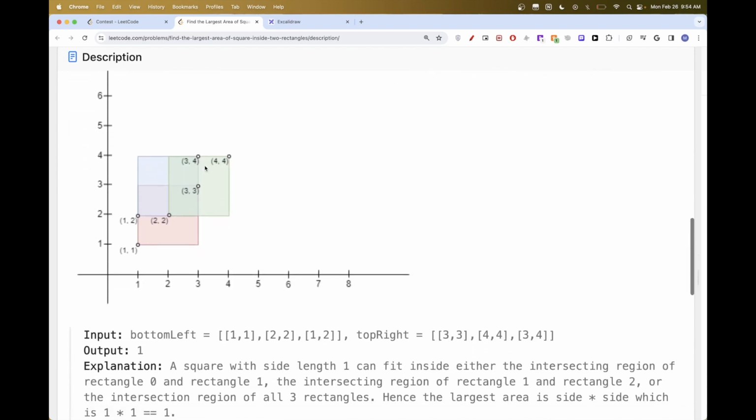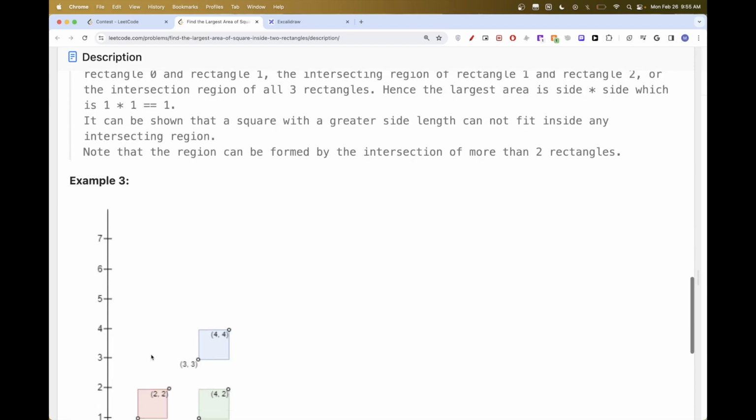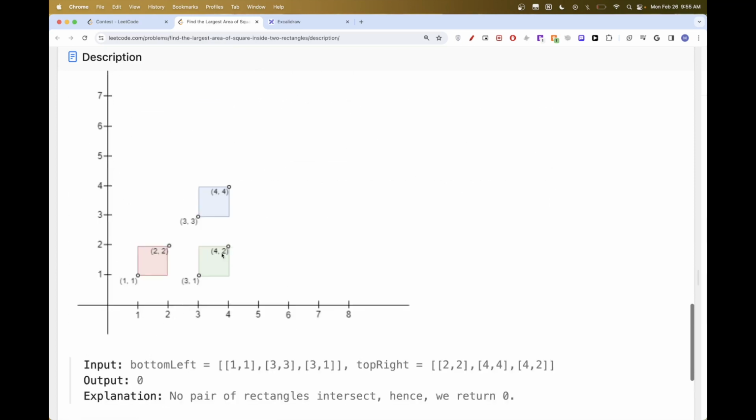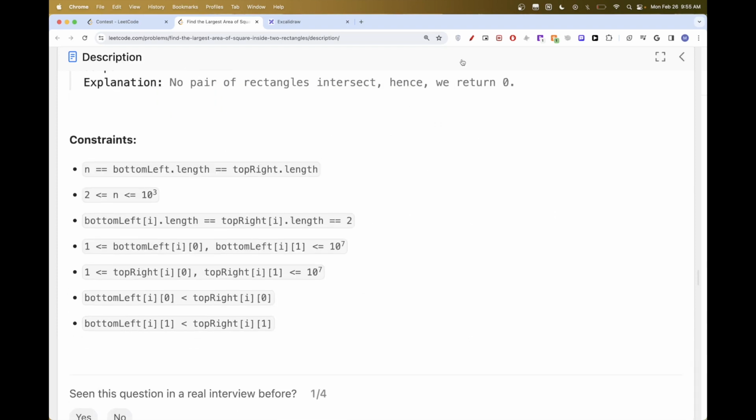If we take a look again at this example here, same thing. We have this intersection, this intersection, and this intersection, okay? And each of them is side 1, so we return 1 as the largest square. This one, no intersection at all, so we return 0. So that's the idea.